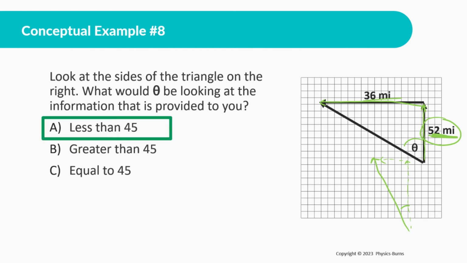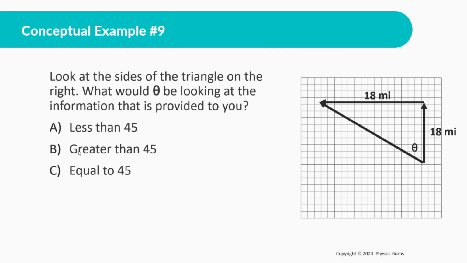Okay, moving on. Look at the side of the triangle on the right. What would theta be looking at the information that is provided to you? Oh, so again, now this one's a little different. We see that they are exactly the same. And if the lengths are exactly the same, that means this has to be a 45 degree angle.